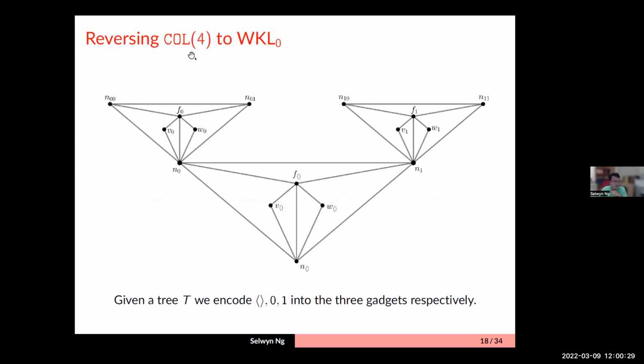So you want to reverse the four-color theorem to WKL, and what you do is you assume that you have a tree and you want to encode the tree into a planar graph. And so what you do is you introduce a gadget. The gadgets are basically identical. You have this basic gadget here, and you attach the same gadget to the two nodes N0 and N1. Obviously, this gadget here is meant to stand for the root node of the tree, this one here is meant to stand for the 0 extension, and that for the 1 extension. And you can stick similar gadgets on at the ends.